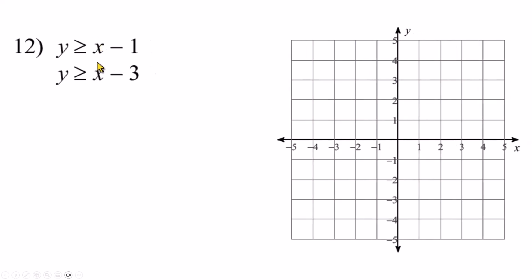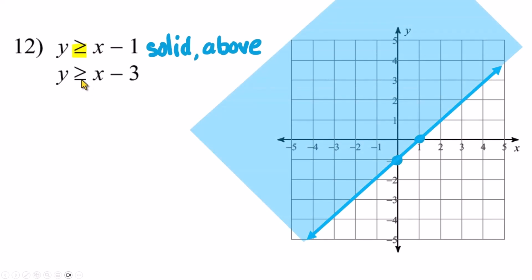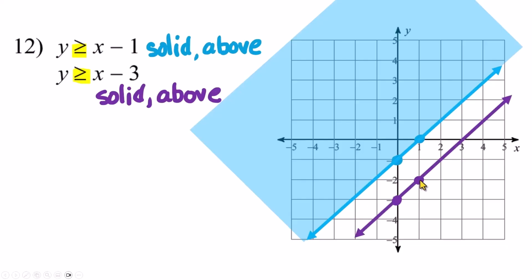These two lines have the same slope, so they're parallel, but let's see what's going on with the overlap. I've got a greater than or equal to sign, so I know it's solid, and I'm going to be shading above. The y-intercept is -1. The slope is 1, up 1 over 1. Solid line, shade above. The second line, same thing, greater than or equal to, so it's going to be solid and above. The y-intercept is different, so you're down here at -3, up 1 over 1, second point, solid line, shade above.